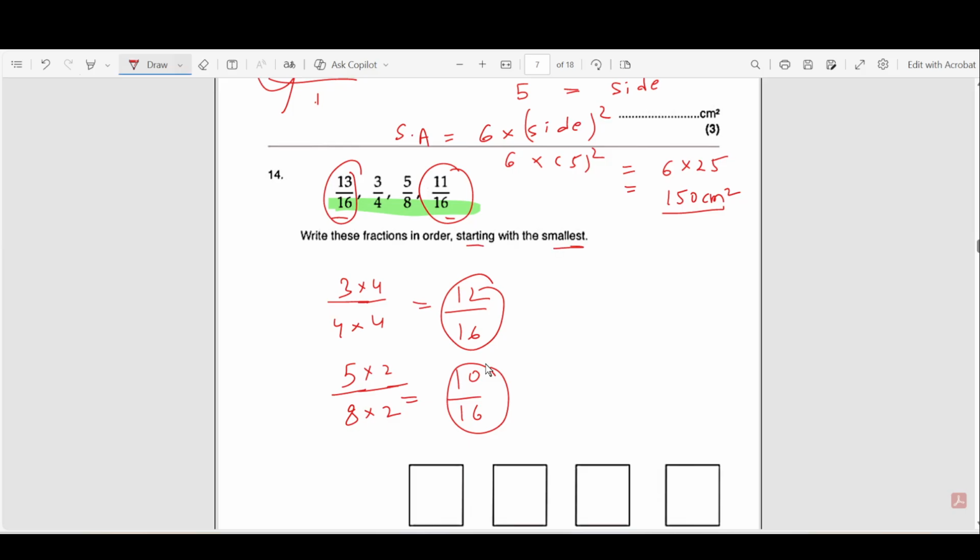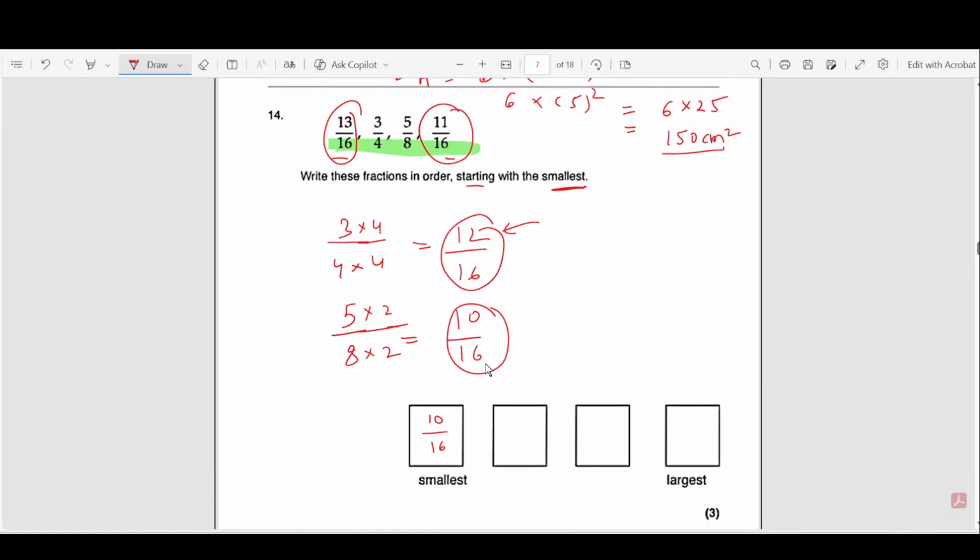We have to start with the smallest. When you have a common denominator, you just need to focus on the numerator, the top number. If the numerator is smaller and the denominators are the same, that fraction is going to be the smallest. Out of 13, 11, 12 and 10, 10 is the smallest, right? So the first is 10 over 16, the second is 11 over 16, then 12 over 16, and the largest is 13 over 16. So just focus on the numerator if the denominators are the same.